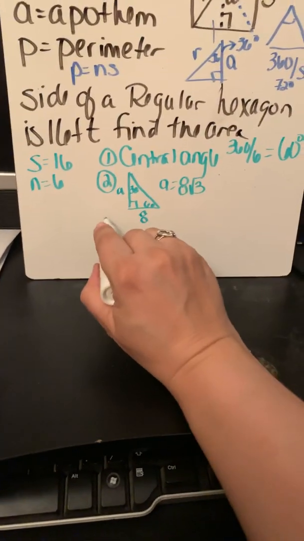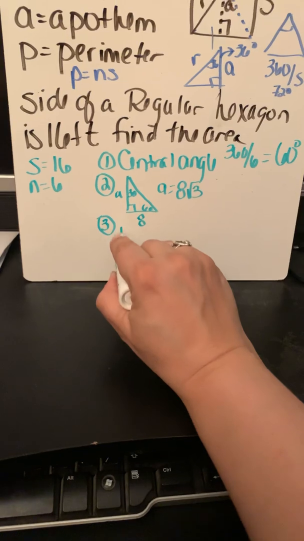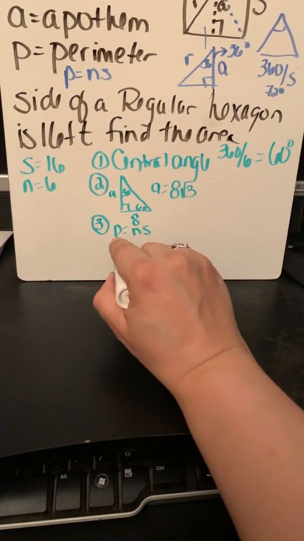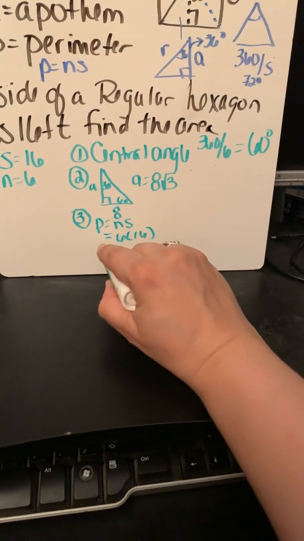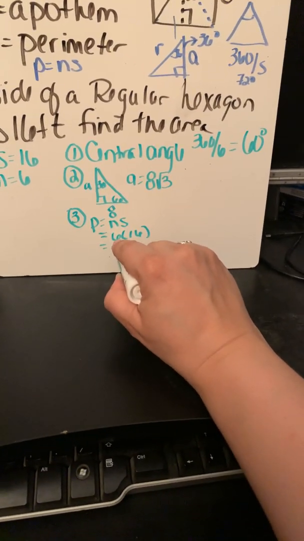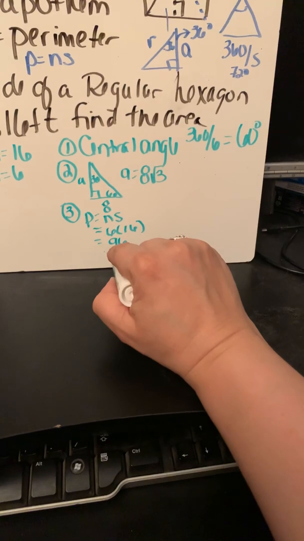So, third step, let's find my perimeter. P equals NS. Well, there are 6 sides. My side length is 16. So my perimeter is going to be 96.